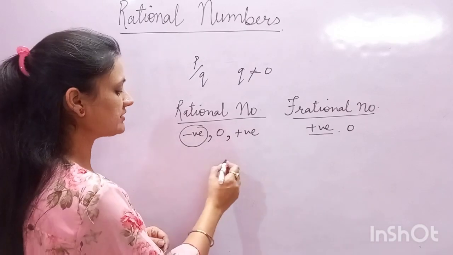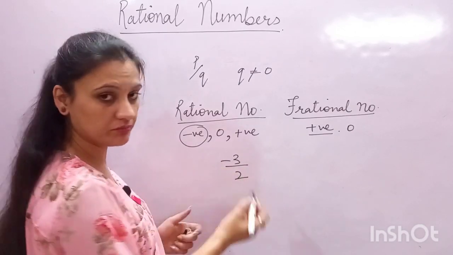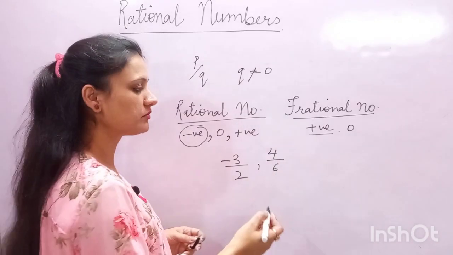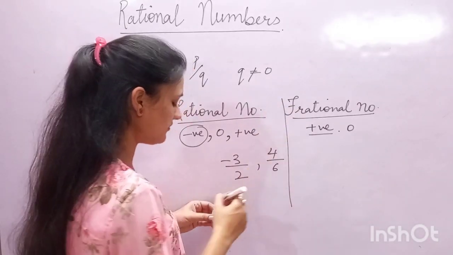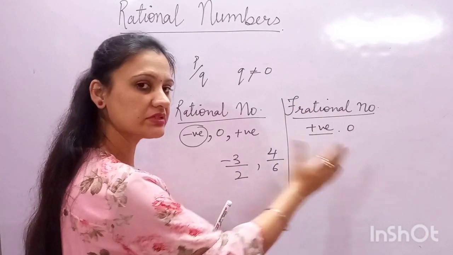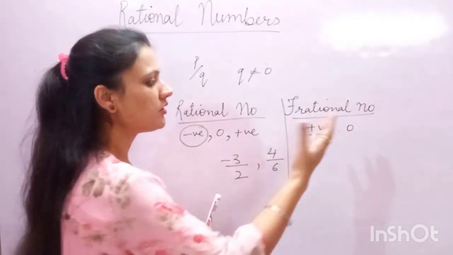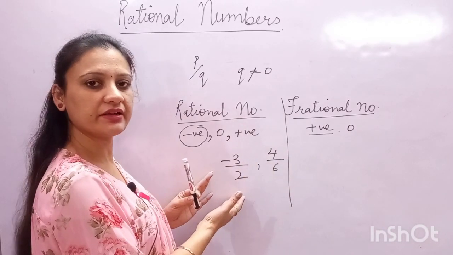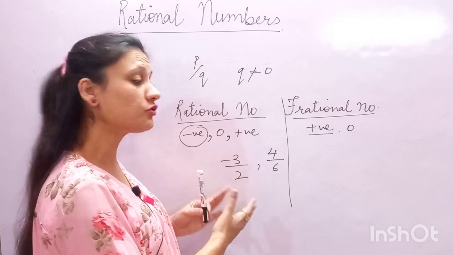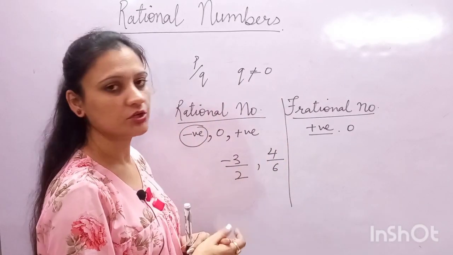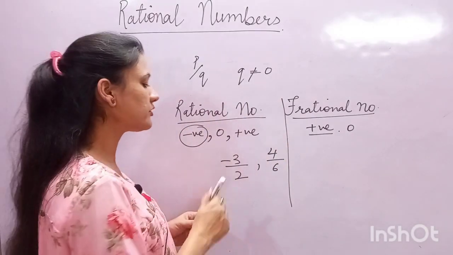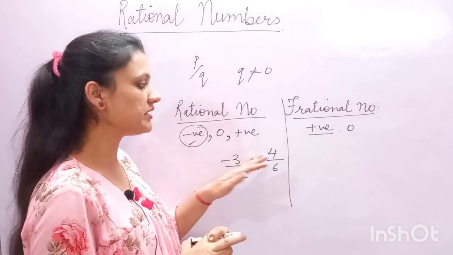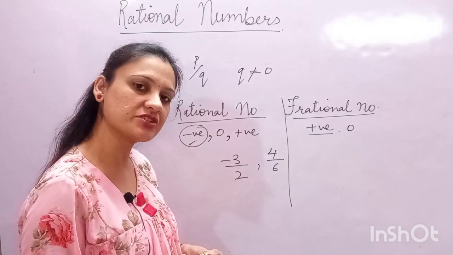So if I give an example, 3 by 2 is a rational number, yes, of course. 4 by 6 is also a rational number. So we can say that all fractional numbers are rational numbers, right? Because fractional number means positive numbers, so all positive numbers are there in rational numbers. But can you say that all rational numbers can be fractional? No, it cannot be possible because it includes negative numbers also. So I hope you understood the basic difference between the rational number and the fractional number.